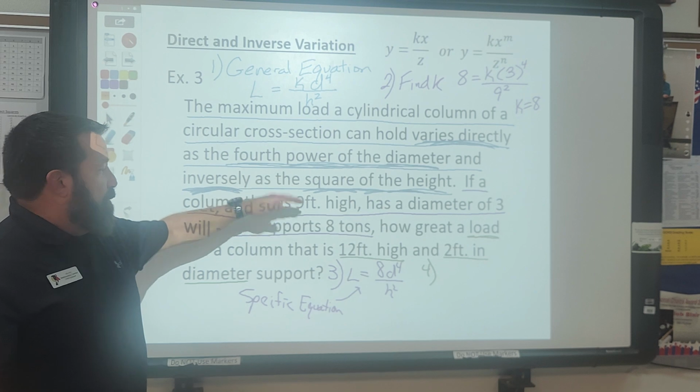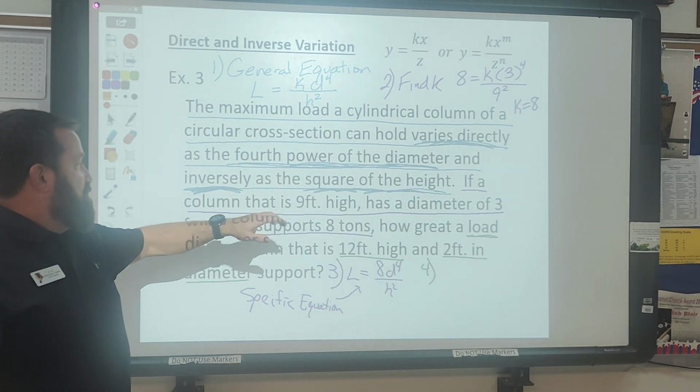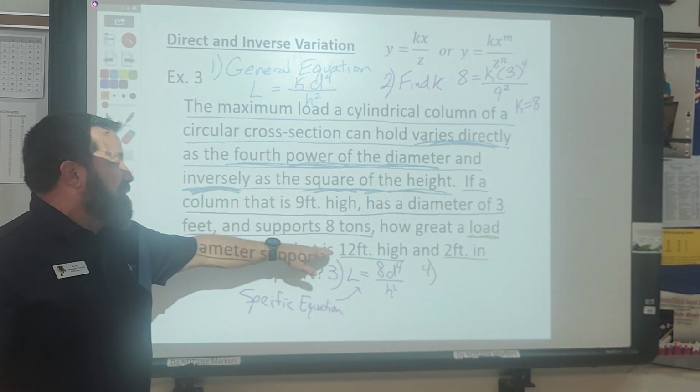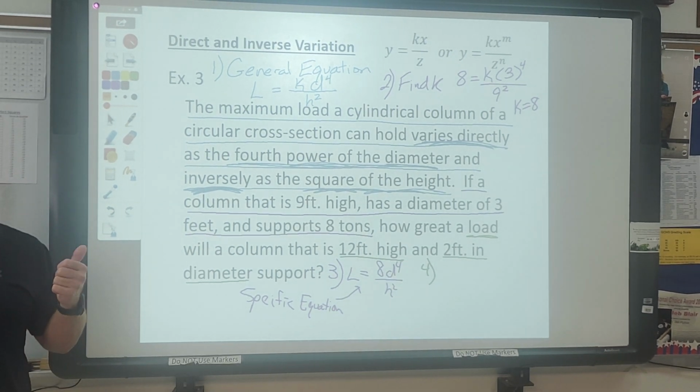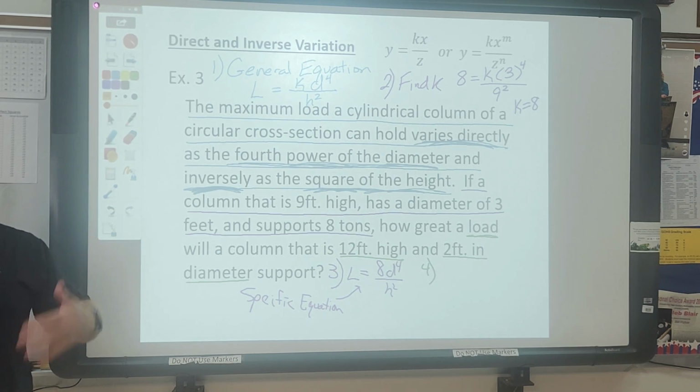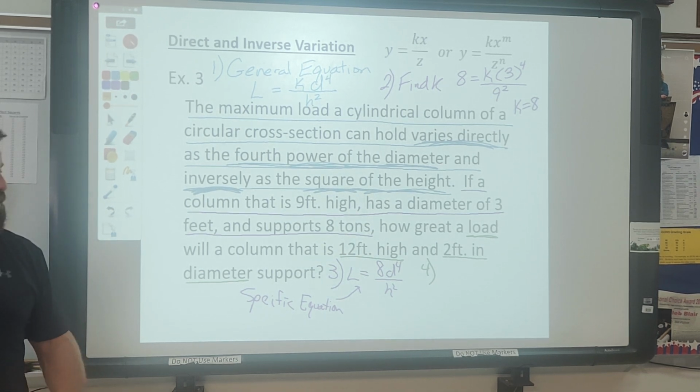The original one where we got the K value, the column was 9 feet high. Now it's going to be 12 feet high. What's that going to do to the amount that it can handle? It's going to decrease it, right? Because now it's made it longer, it's not going to be as strong.